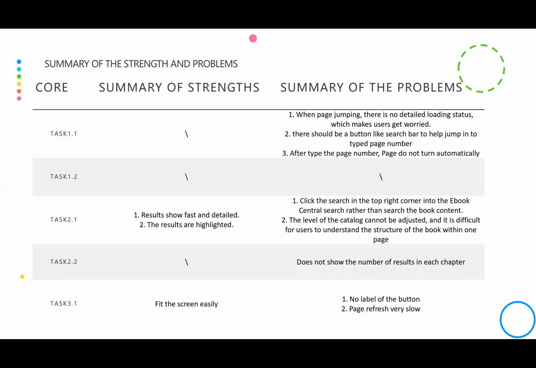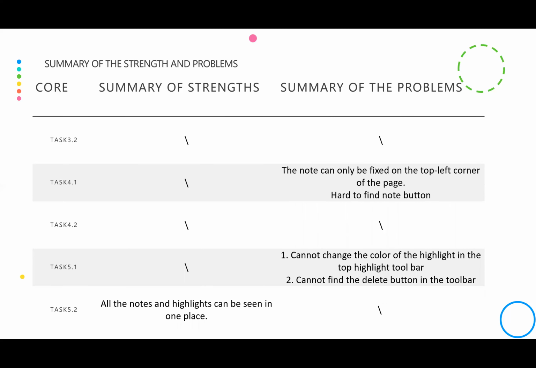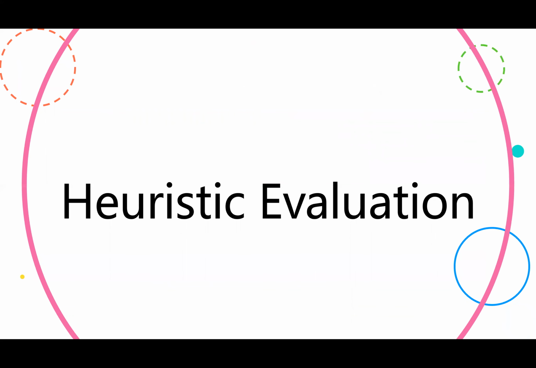Here is the summary of strengths and problems. There are limited strengths in the system. The results searching is relatively good. It shows the results fast and highlights them. But for the problems, we think the system has many places to change, like having a loading status, a label for each button, or more color choices in the highlight too. Okay, I'll hand over to Michael to talk about the heuristic evaluation.